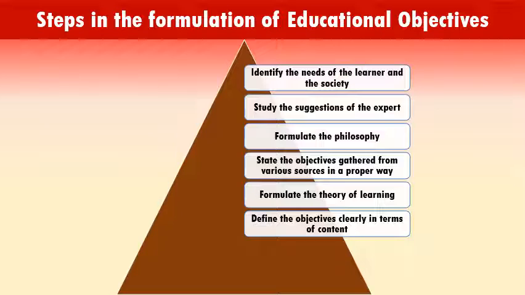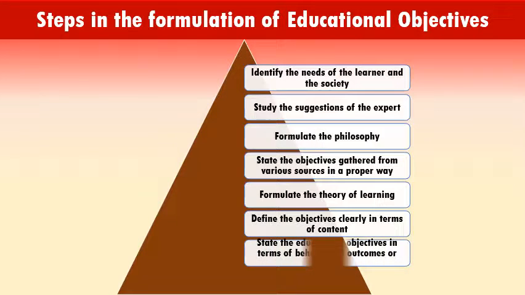Then define the objectives clearly in terms of content. Each and every objective should have its own content, what it is going to achieve at the end of the curriculum implementation, because there is a process called curriculum evaluation. We will come to know the changes or the impact of the curriculum which is implemented at the end of the implementation.